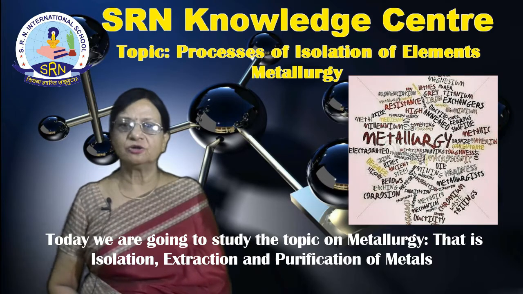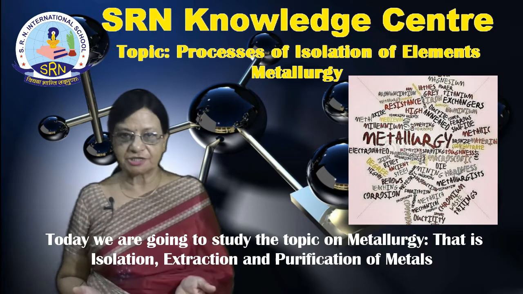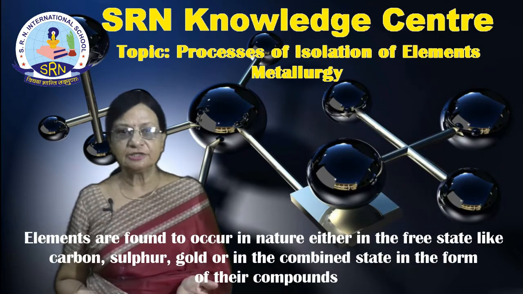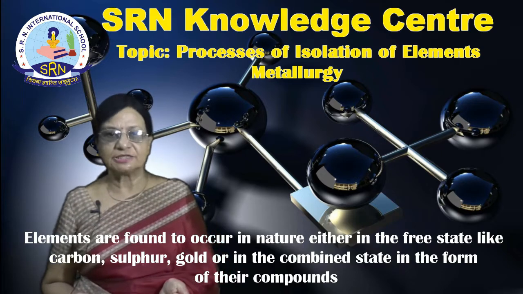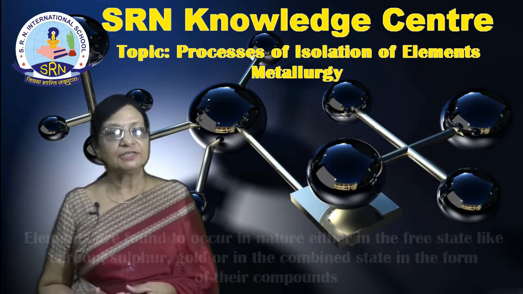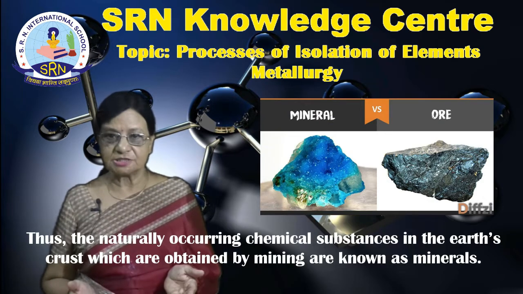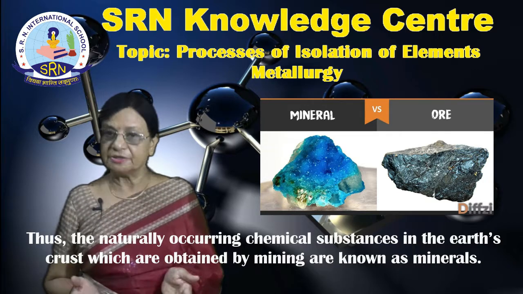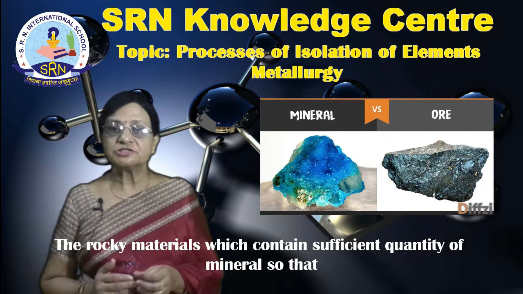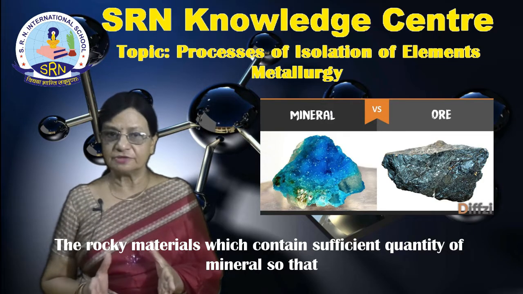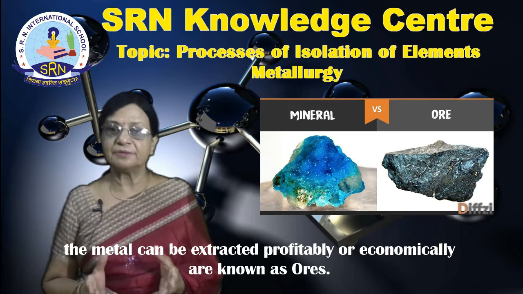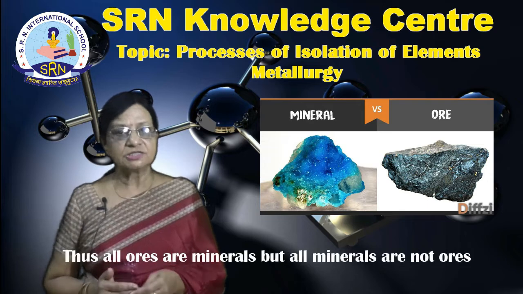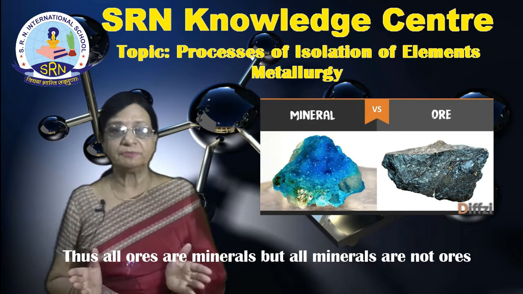Going to study the topic on metallurgy, that is isolation, extraction and purification of metals. Elements are found to occur in nature either in the free state like carbon, sulphur, gold, or in the combined state in the form of their compounds. Thus, the naturally occurring chemical substances in the Earth's crust which are obtained by mining are known as minerals. The rocky materials which contain sufficient quantity of minerals so that the metal can be extracted profitably or economically are known as ores. Thus, all ores are minerals, but all minerals are not ores.